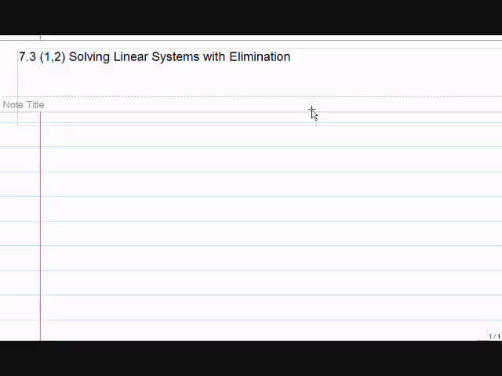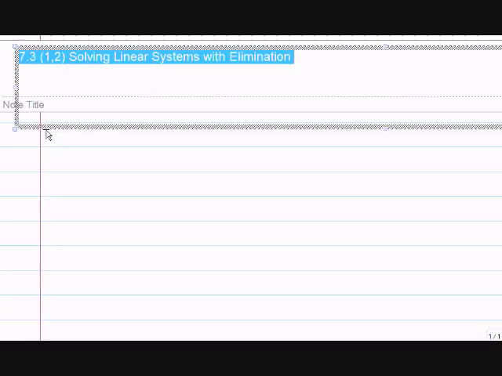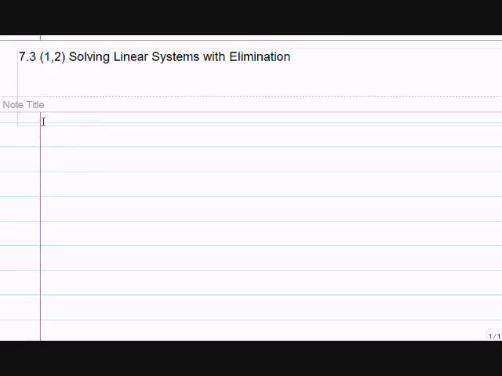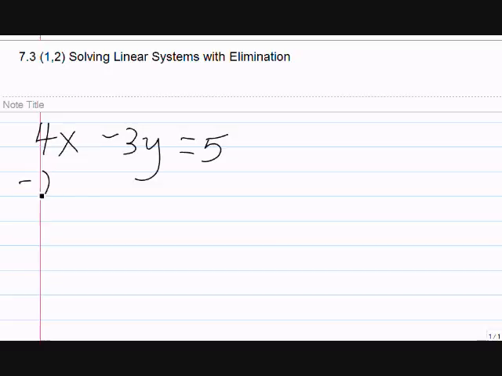So, for example, hang on, let me get a pen here. I'll give you two equations. 4x minus 3y equals 5, and negative 2x plus 3y equals negative 7.